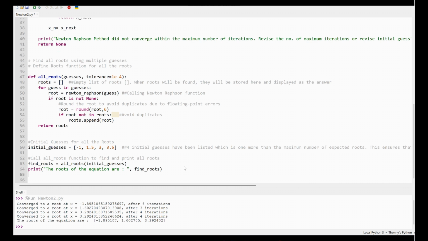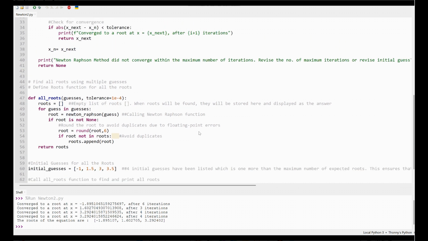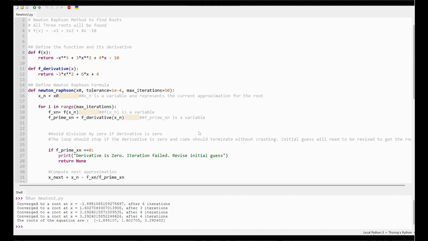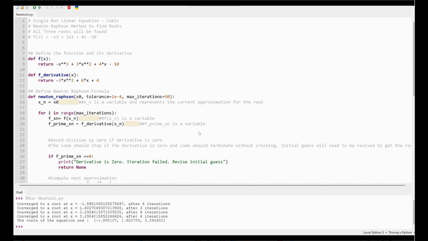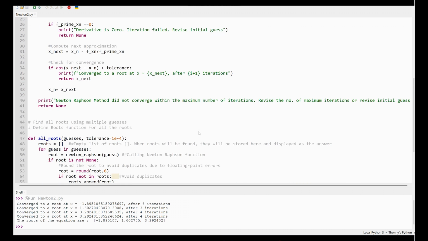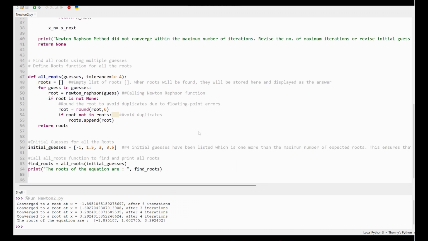So this is what I was looking for. So that's pretty good. We've got all 3 roots with just one code, and that for loop for all roots did the trick. It ran the Newton Raphson method with one guess, then with the other guess, then with the third guess, and then with the fourth guess, and then compiled everything neatly. So that's pretty good. So this is an easy way of finding all the roots of the equation, and Newton Raphson is a numerical method, so just keep that in mind.